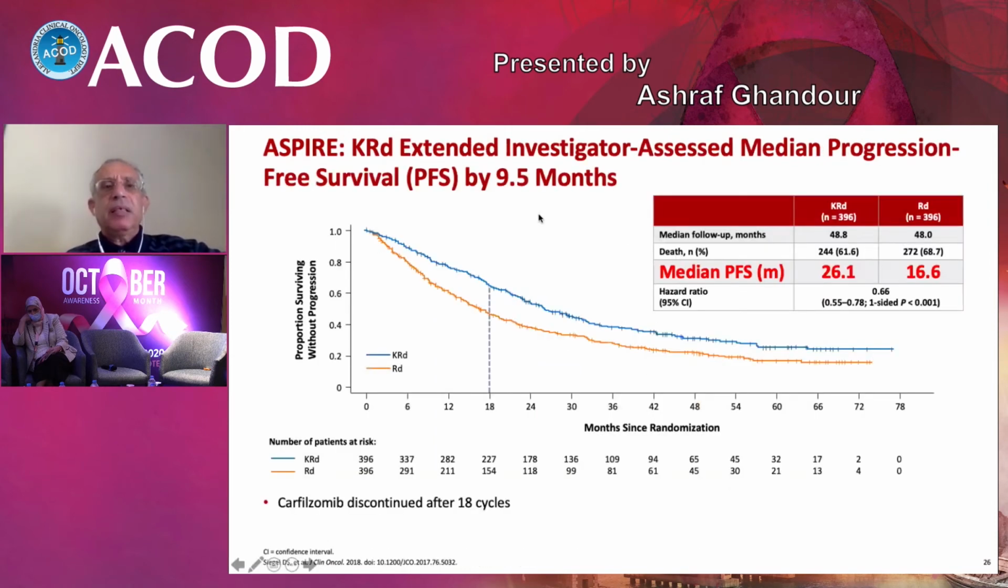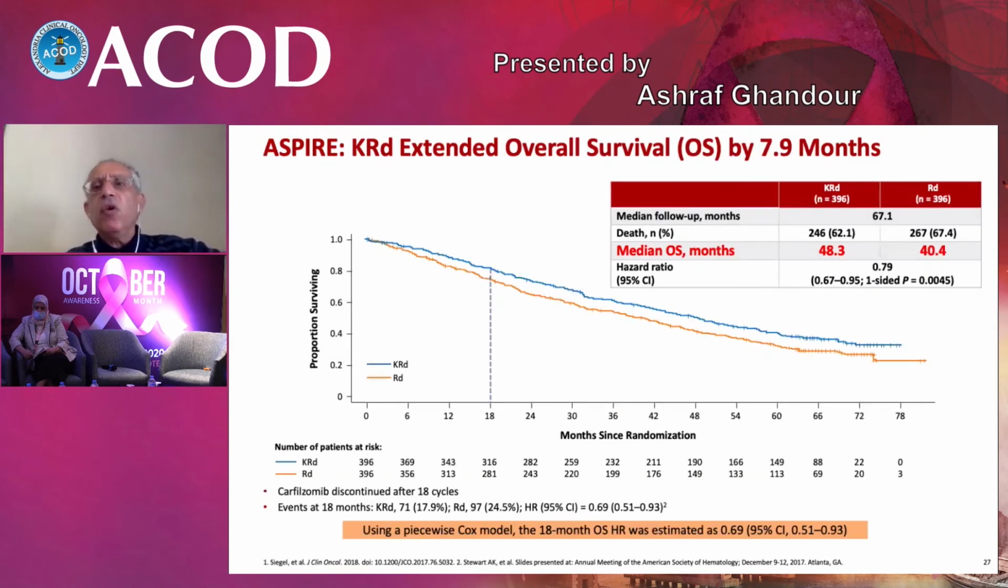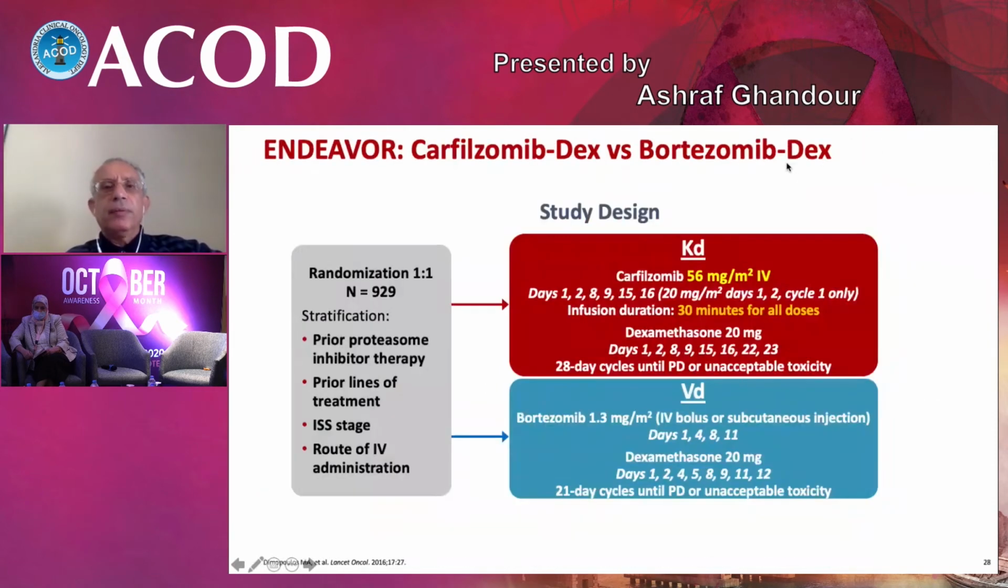In ASPIRE, KRD, carfilzomib, Revlimid, and dexamethasone, extended median progression-free survival by almost 10 months. Here's the difference, of almost 10 months, and overall survival here increased by almost 8 months.